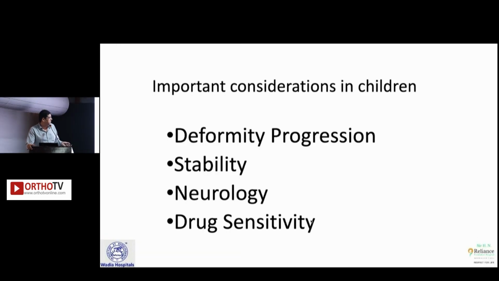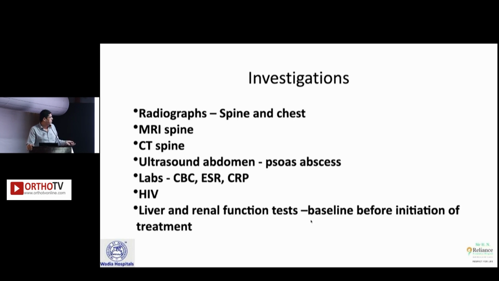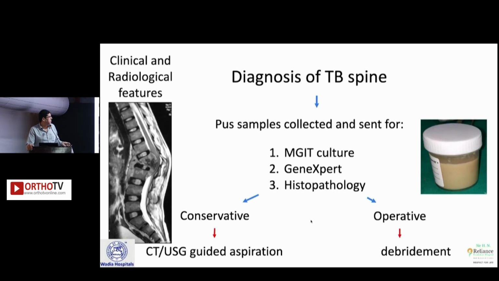So the important considerations in children are deformity progression, stability, neurology, and drug sensitivity. I won't get into this again. This has been discussed. So a lot of this work has been done at Vadia, and our protocol is basically to send the samples for MGIT cultures, gene expert, and histopath. All patients have a CT-guided biopsy. The infectious disease specialist, Dr. Ira Shah, looks after all our patients, so a lot of this work is thanks to her.